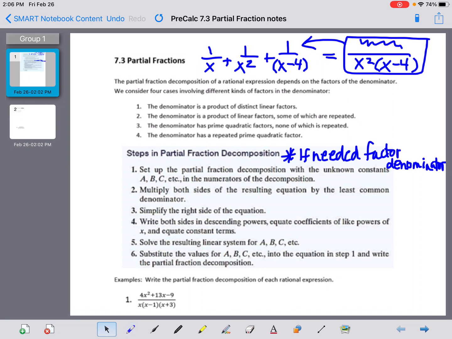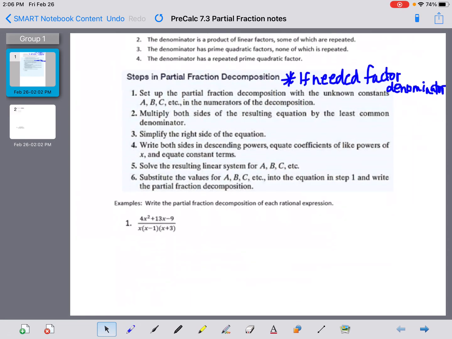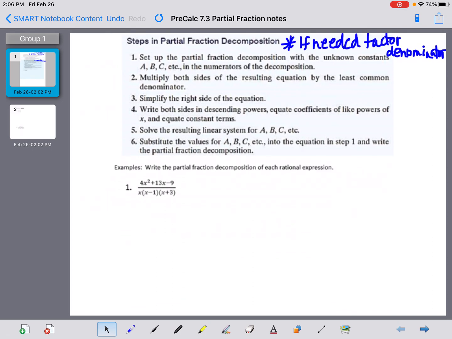So let me walk you through this first one, following these steps as best we can so you see what they're talking about. So number 1, this first example is the number 1 scenario. This is a denominator. It's been factored for us, and each of these factors are very different. I have an x minus 1, and an x plus 3. Each one of them by themselves is linear because there's no power on the x. Okay, so what we're going to do is we're going to split this fraction up into 3 fractions, 1 for the x, 1 for the x minus 1, and 1 for the x plus 3, okay?